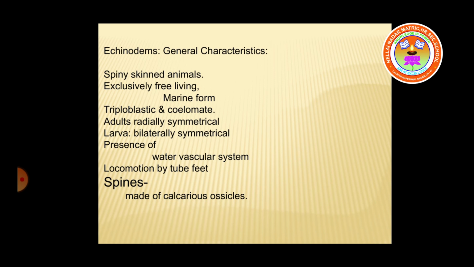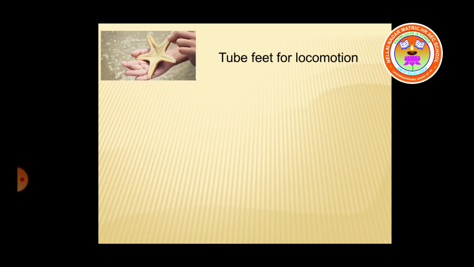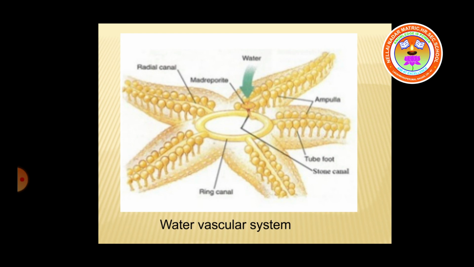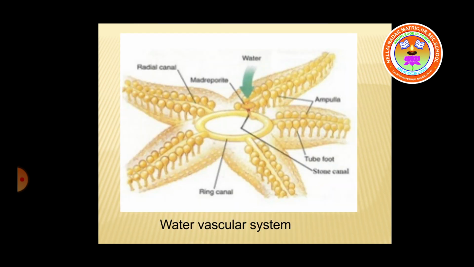The presence of water vascular system and tube feet are other unique characters of this phylum. The spines are calcareous in nature. The tube feet are used for locomotion. The water vascular system is used for transportation of oxygen, nutrients, as well as for excretion.